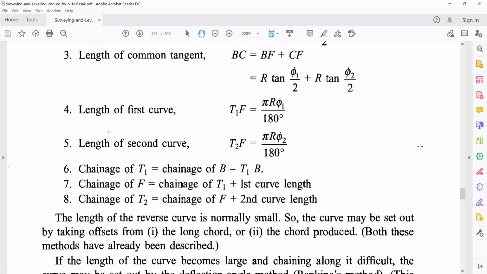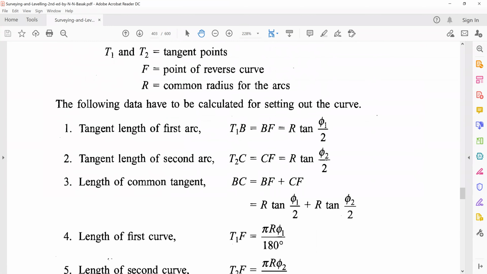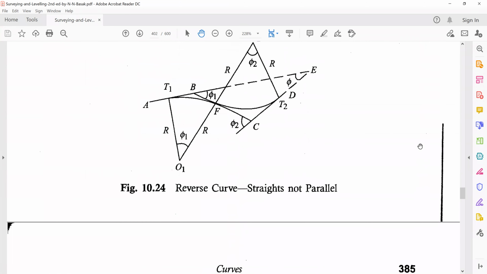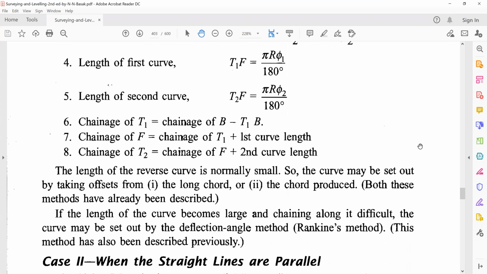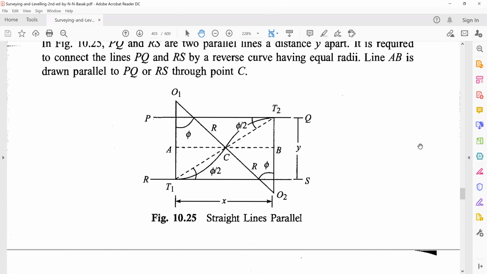So if you are given the chainage of, let's say, the point B, from the chainage of the point B, we can calculate the chainage of the point T1 by subtracting the tangent length BT1. Once you have the chainage of the point T1, you will add the length of the first curve, circular length, and you would get the chainage of the point F. Then you would add the length of the second curve, and you would get the chainage of the point T2. So that's the first case.